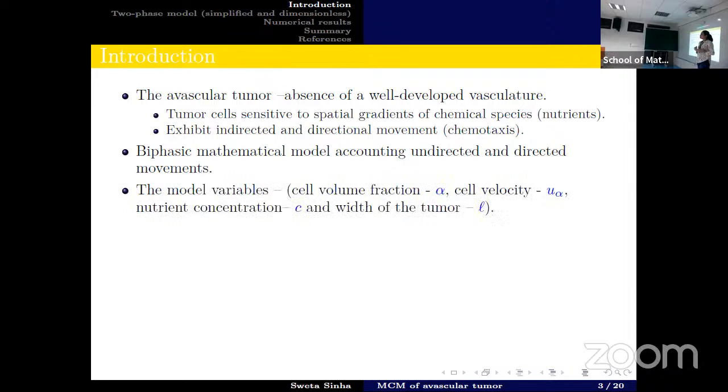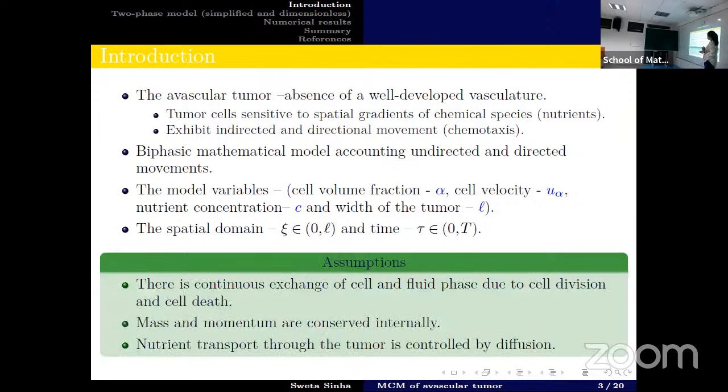The model variables are cell volume fraction denoted by alpha, cell velocity denoted by U alpha, nutrient concentration denoted by C, and width of the tumor denoted by L. We have taken spatial domain denoted by xi, contained between 0 to L, and time tau, between 0 to t, where t is the final time. There are some general model assumptions: there is a continuous exchange of cell and fluid phase due to cell division and cell death. Mass and momentum are internally conserved. Nutrient transfer through the tumor is controlled by diffusion.